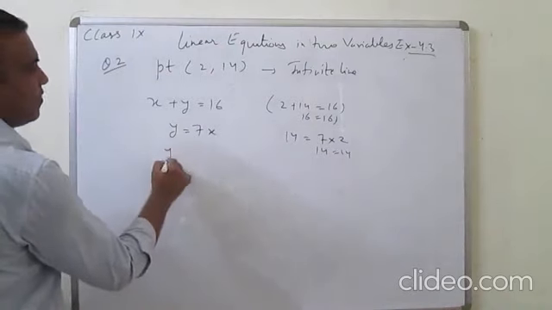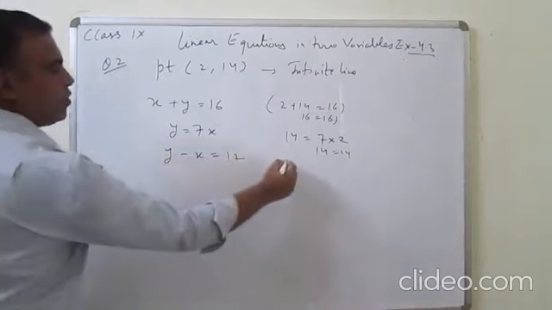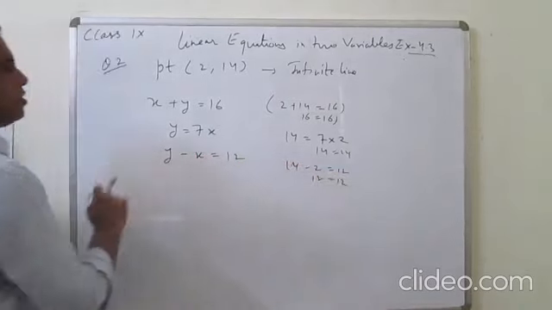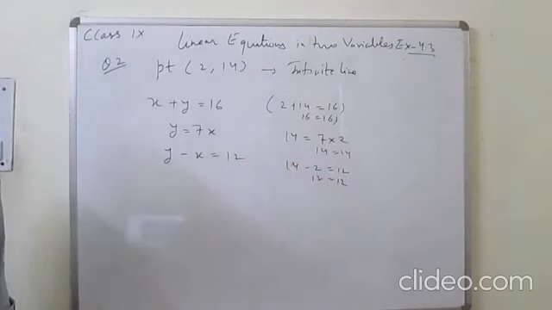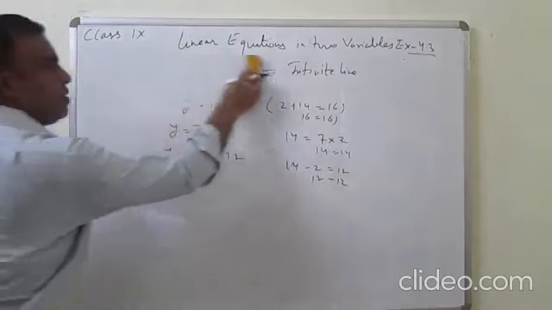Suppose I will write y minus x is equal to 12. You can check, y is 14, x is 2, 12 is equal to 12. So this is another equation. In this way you can write infinite lines. Okay. Now question number 3.